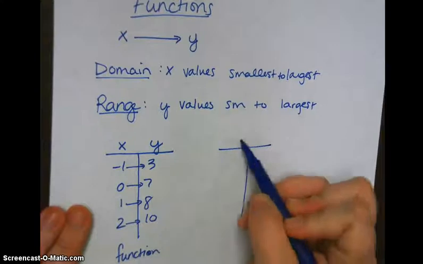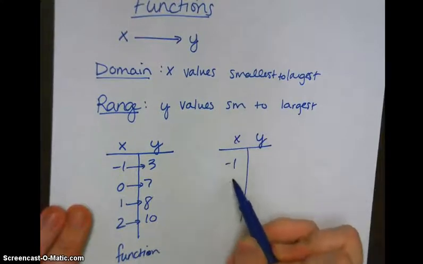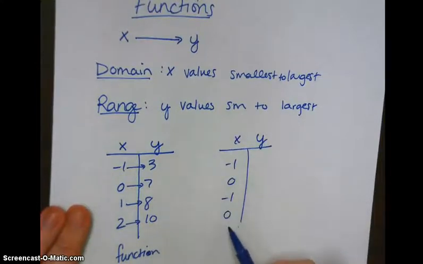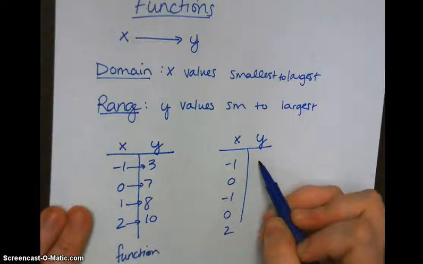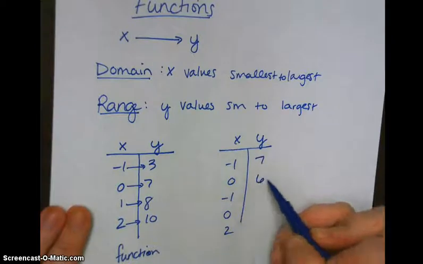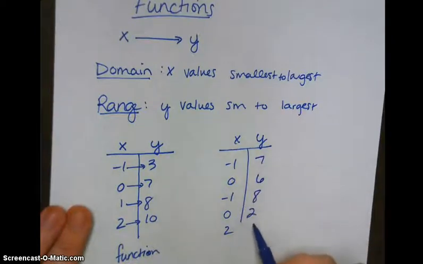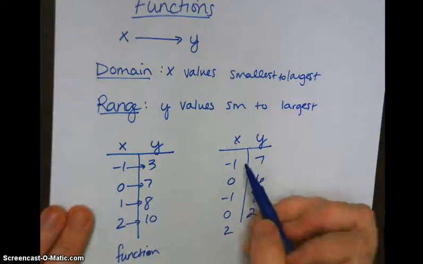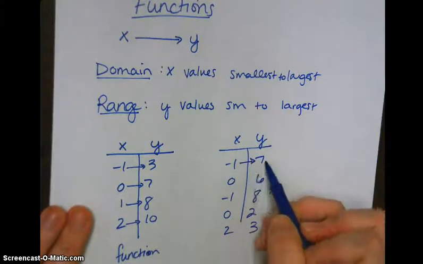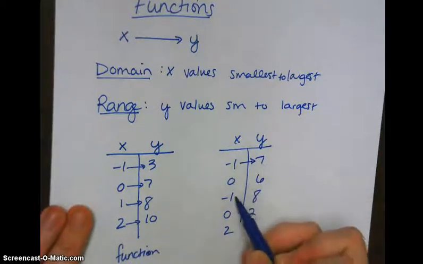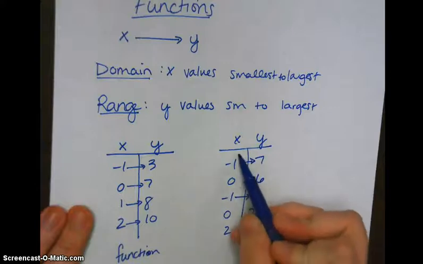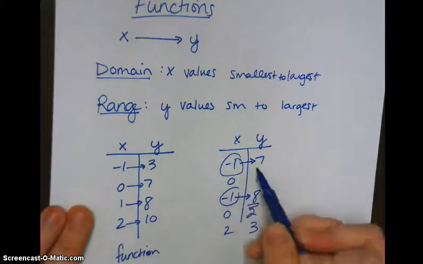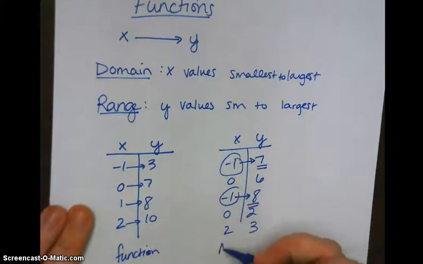If I look at another table and I'm checking it out, and I look at the values, 7, 6, 8, 2, 3, I check for x values. This x value, -1, has a 7. This x value, -1, has an 8. So -1 has two separate y values. This is not a function.